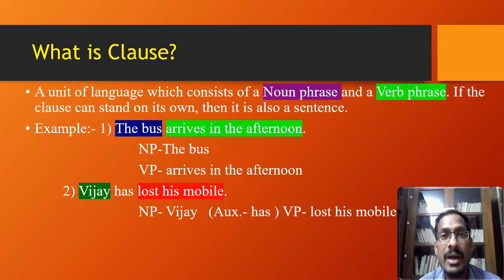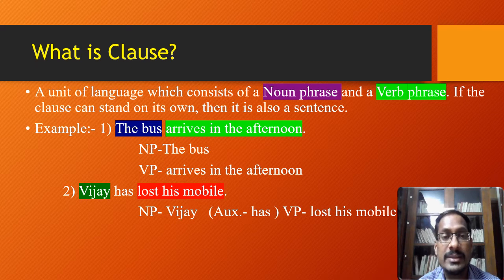And in a sentence, we may have a single clause or more than one clause. Look at the examples below. The bus arrives in the afternoon. Now it's a sentence. And if you study the structure of this sentence, you will find there are two parts. The first part is the bus. Here in this group of words, the word bus is the head word. If you see its class, it is a noun and therefore it's a noun phrase. Then the second part is arrives in the afternoon. In this group of words, the word arrives is the verb and it is the head word and therefore it's a verb phrase. So the bus is the noun phrase and arrives in the afternoon is a verb phrase, and therefore it's a clause.